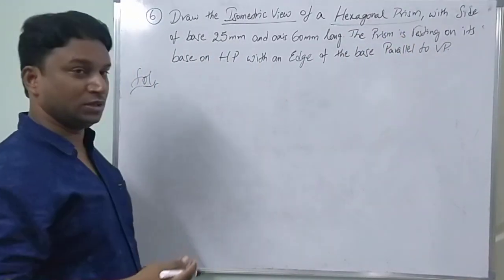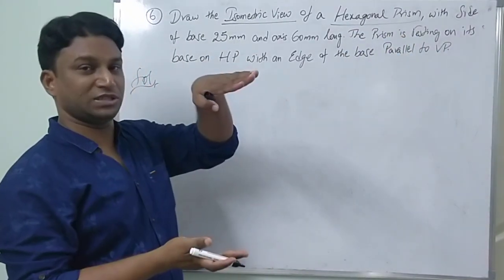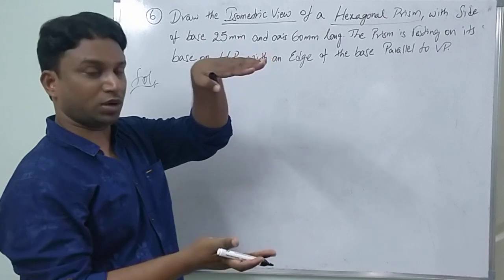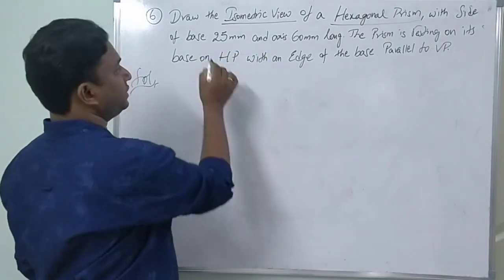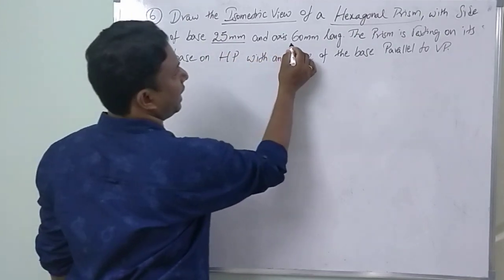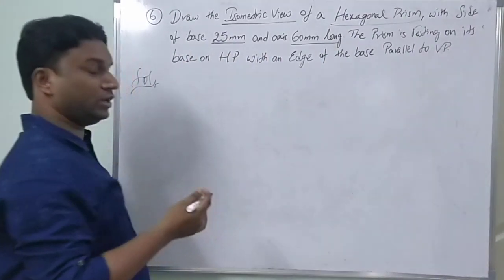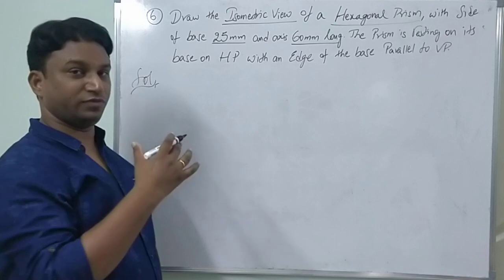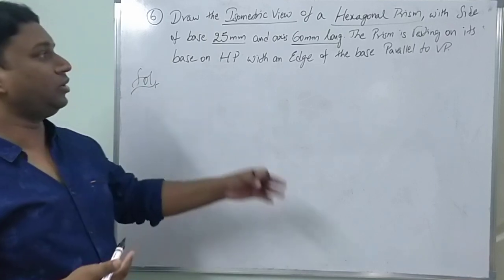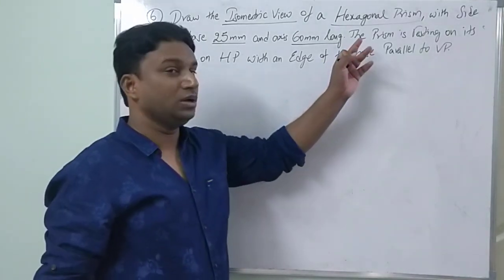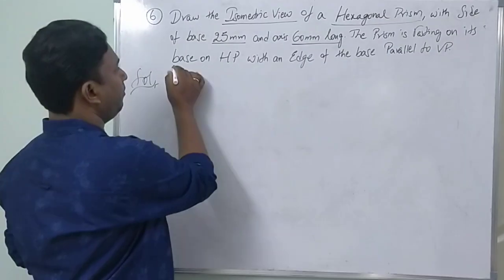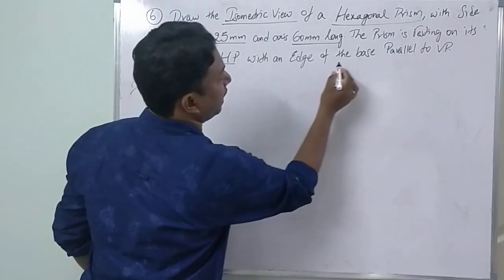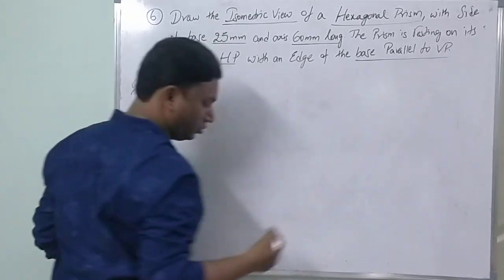Hexagonal prism means two bases will be there, top hexagon, bottom hexagon, and from each side of the hexagon, rectangular faces, with the side of the base 25 mm and axis 60 mm long. Those are the specifications of the three-dimensional object. Now coming to the next, location. The prism is resting on its base on HP with an edge of the base parallel to VP.